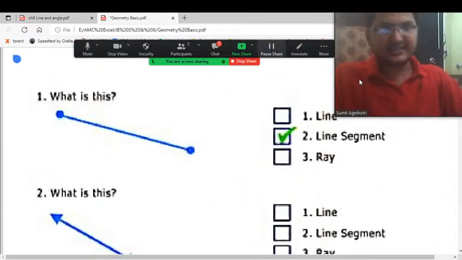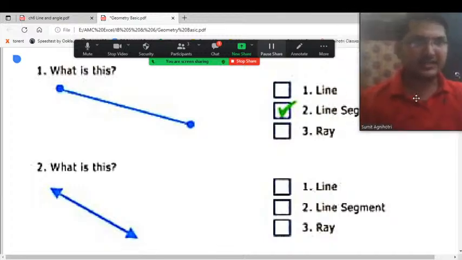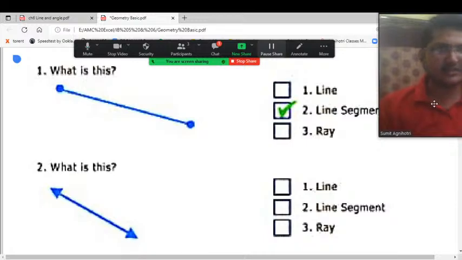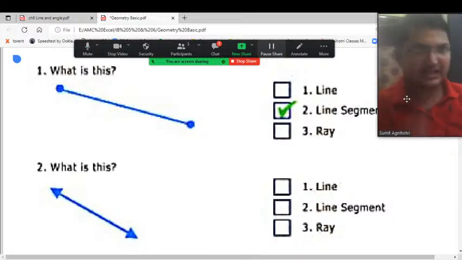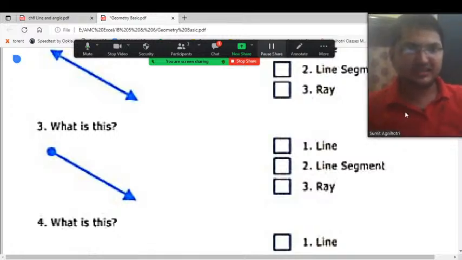Okay, what is this? I have already answered that this is a line segment. Now it's your turn to answer the second. What is this? I have already answered the first part that it is a line segment. Now you are supposed to answer what the second part is. It's a line, exactly. What is the third part? It's a ray, very good.